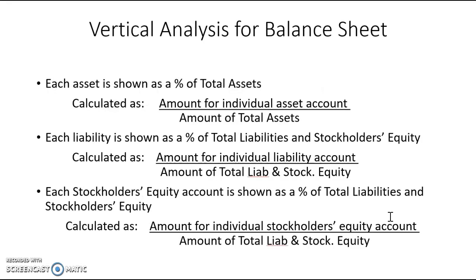So when we're doing vertical analysis for the balance sheet, we want to show what percentage of total assets each asset is. So we take the amount of the individual asset account divided by the total asset amount. For your liabilities and stockholders' equity, you want to take every individual liability or stockholders' equity account and see what percentage of the total liabilities and stockholders' equity it is. So we'll take that individual account and divide it by the total. And we know total assets and total liabilities and stockholders' equity always equal on a balance sheet. So you're basically dividing everything on the balance sheet by the same total.